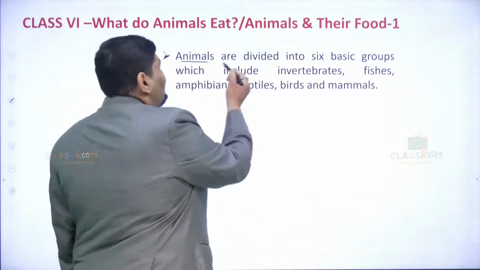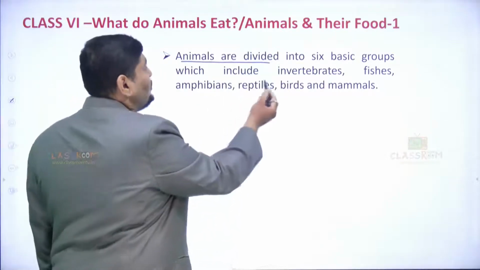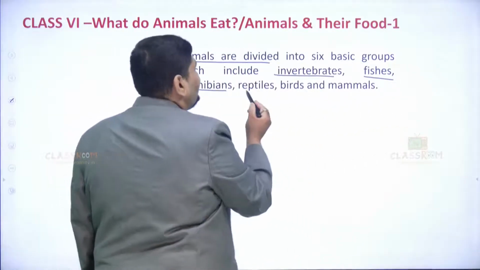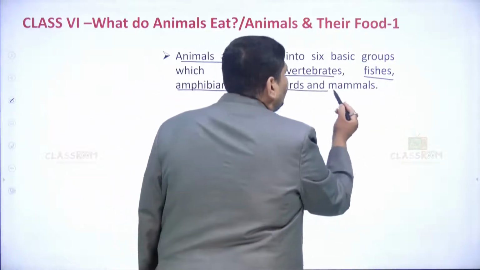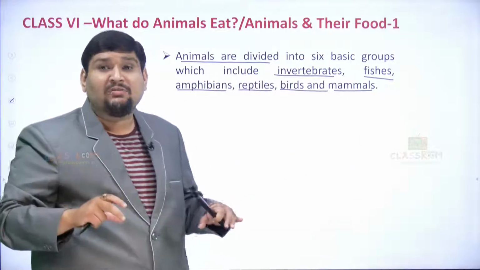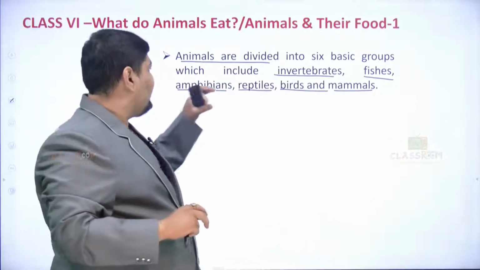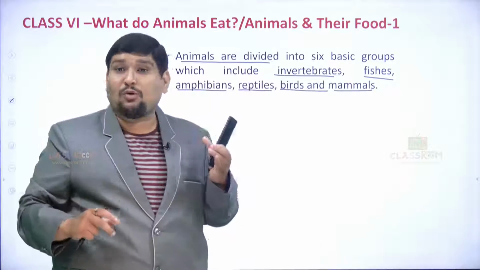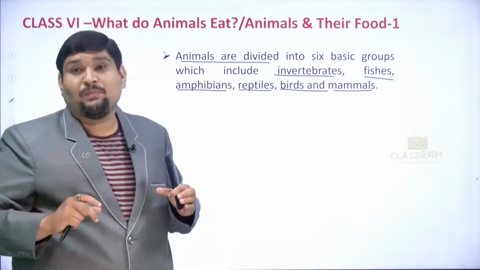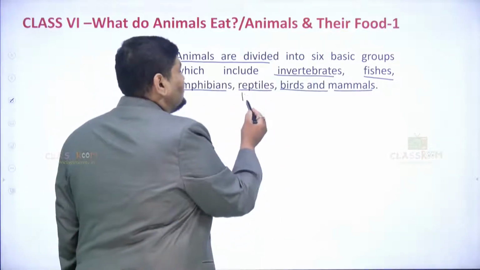So animals are divided into 6 basic groups, which include invertebrates, fishes, amphibians, reptiles, birds and mammals. Generally we classify the animals into these 6 basic groups. Amphibians, like the frog, as you know, stay on land as well as in water. Then reptiles, like the lizard, is an example you can take here.